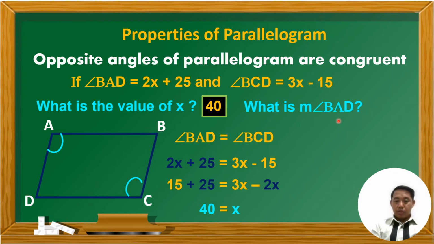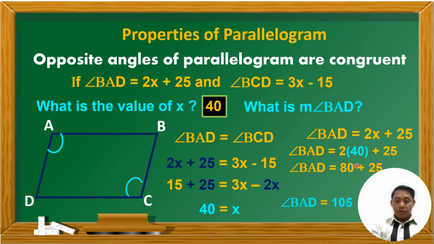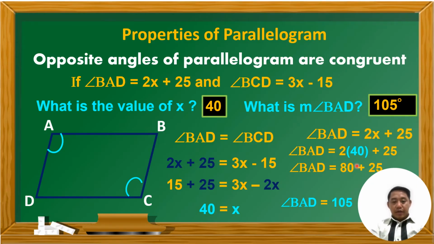Then the question is, what is the measurement of angle BAD? So the measurement of BAD is 2x plus 25. Just substitute the value of x here. So 2 times 40 is 80 plus 25, and measurement of BAD is 105 degrees. So angle BAD is 105. So parehas yan sila, no? BAD and BCD is 105 degrees. Okay? Let's continue. Again, pag nalilito, paki-pause, pwede ulitin ang video for nth time.